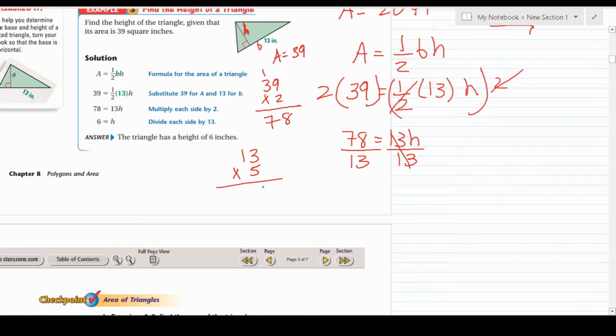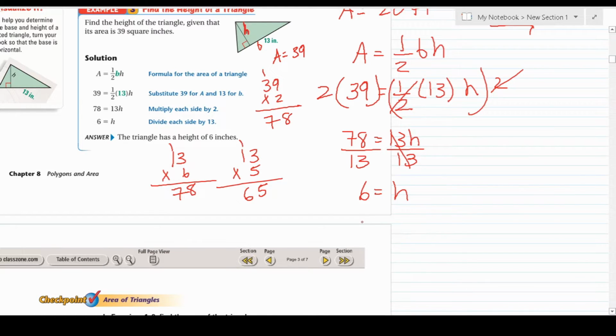3 times 5 is 15, carry the 1. 5 times 1 is 5, plus 1 is 6. So we can see it's not 5. 5's too small. Let's see, 13 times 6. 3 times 6 is 18, carry the 1. 1 times 6 is 6, plus 1 is 7. So we can see 78 divided by 13, or 78 over 13, is going to be 6. So we know 6 equals h.